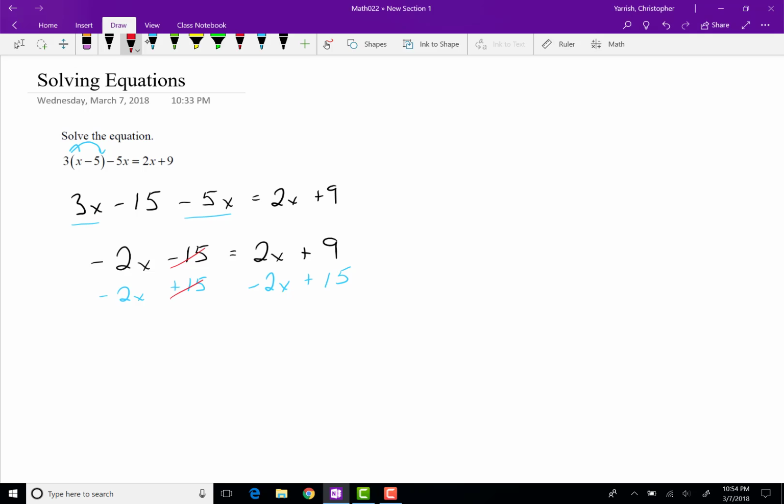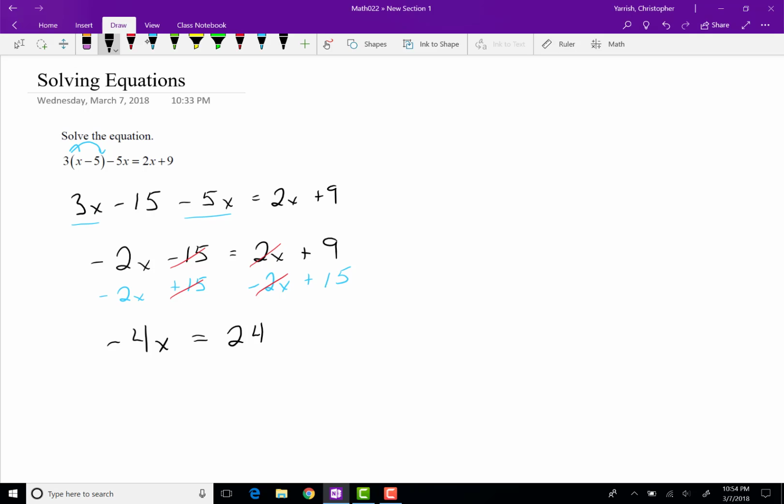So on my left hand side, you'll see my 15 and my negative 15 cancel. On my right hand side, my 2x and my negative 2x cancel. And all I have left to do is simplify each of these sides. So on my left hand side, I have negative 2x and another negative 2x. That's a negative 4x. On my right hand side, I have 9 plus 15. That's a 24.